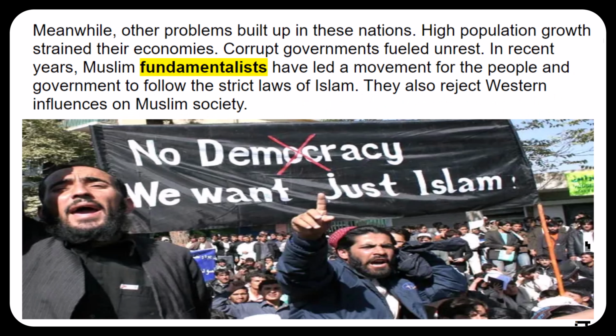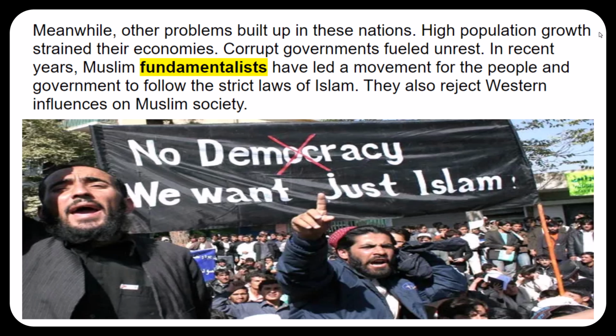Meanwhile, other problems built up in these nations. High population growth strained their economies. Corrupt governments fueled unrest. In recent years, Muslim fundamentalists have led a movement for the people and government to follow the strict laws of Islam. They also reject Western influences on Muslim society.